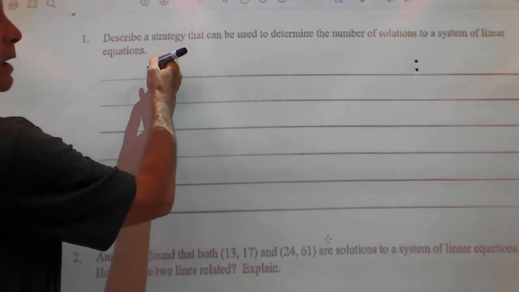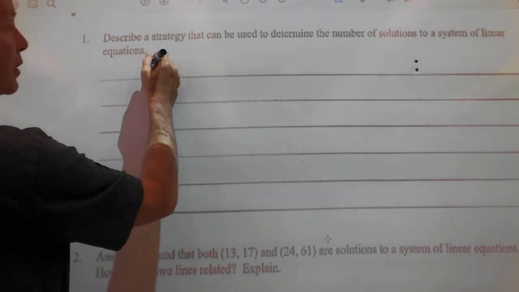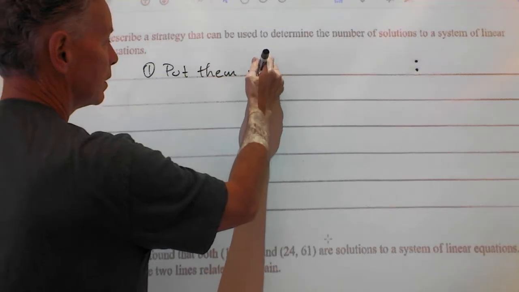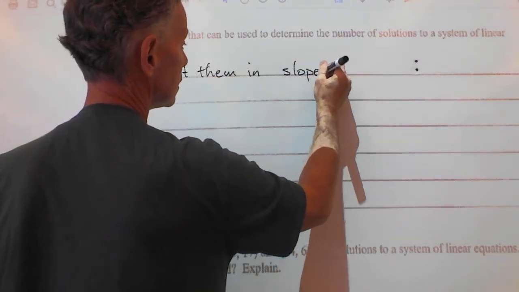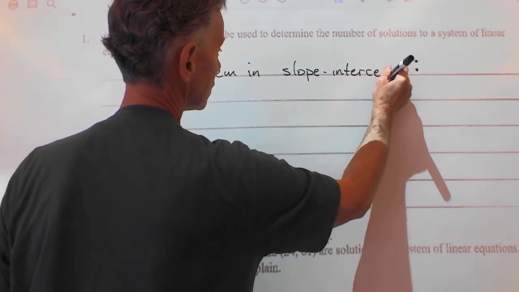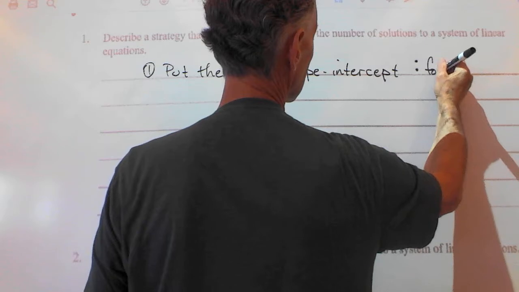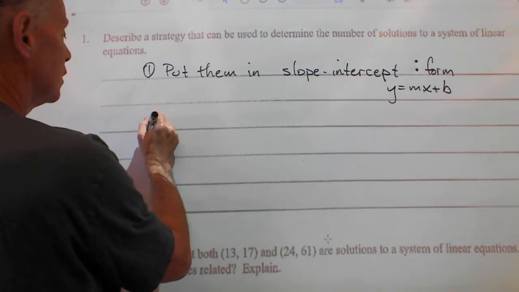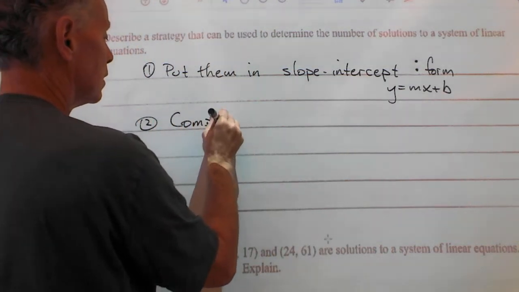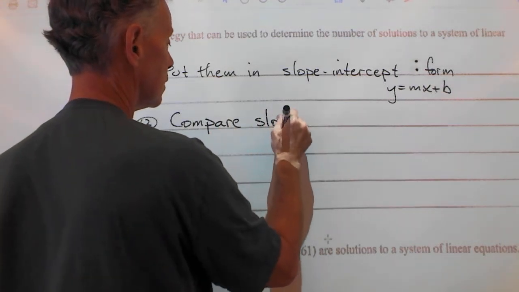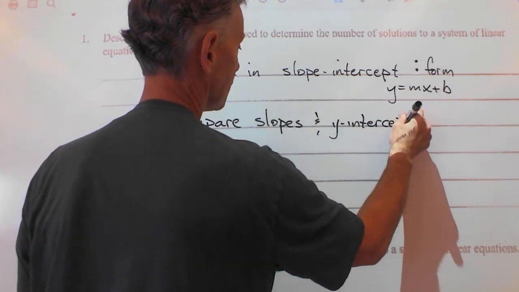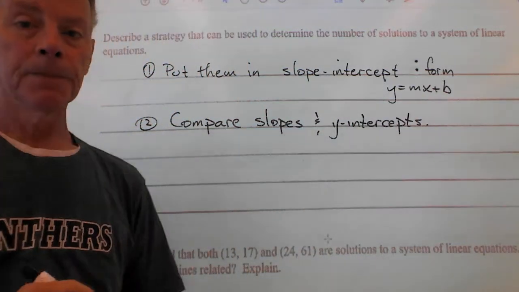So describe a strategy that can be used to determine if you have a system of linear equations. Step one, put them in slope intercept form. And remember, that's just y equals mx plus b. Step two, compare slopes and y-intercepts. Okay? So those are your steps.